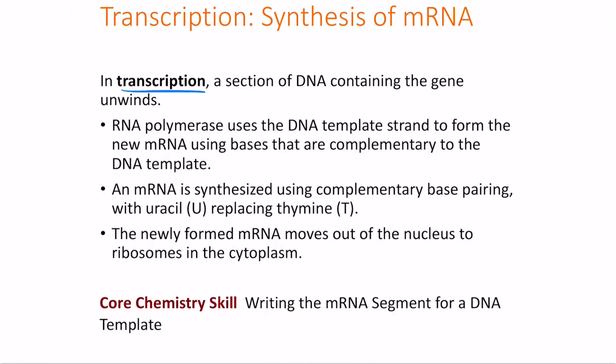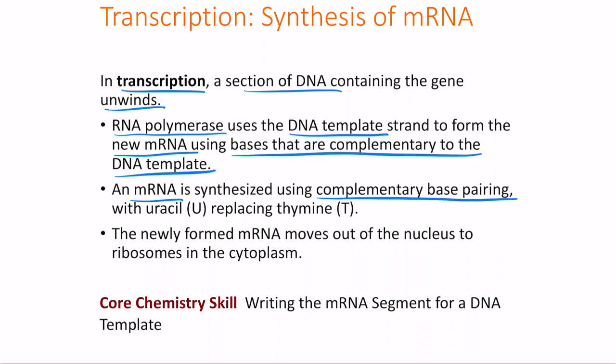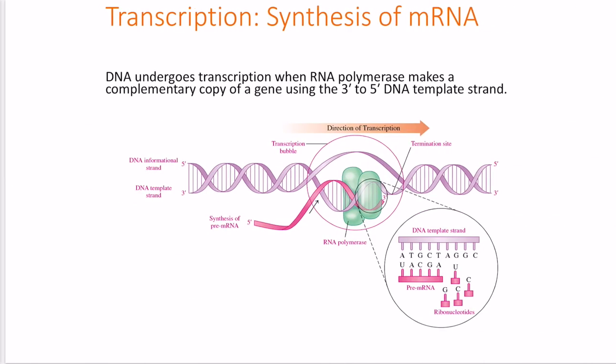So in transcription here, you're basically taking a section of the DNA containing the gene, and we are unwinding it, and the enzyme RNA polymerase uses the DNA template strand to form a new mRNA using the bases that are complementary to the DNA template. So the mRNA here is synthesized using complementary base pairing, where we basically use uracil instead of thymine. The newly formed mRNA first then moves out of the nucleus to the ribosomes in the cytoplasm.